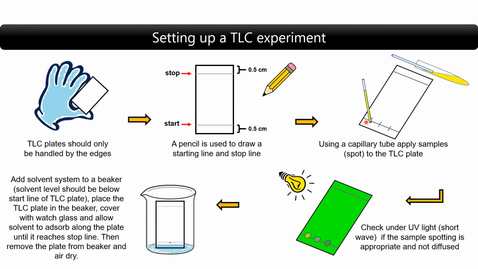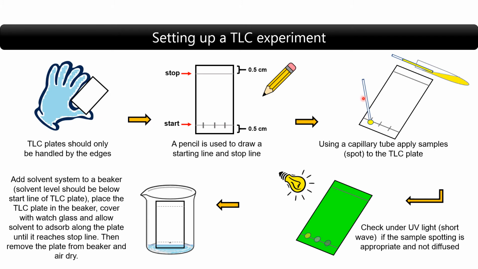So how we spot these compounds onto the plate is by using a capillary tube. This is a very thin glass, like a little glass straw, and when we insert it into the solution containing our compound, it should be able to draw in that liquid via capillary action. And then we bring it up to our TLC plate, press it on the mark that we're going to spot our compound, and just hold it for like 2 seconds and the spot will be applied.